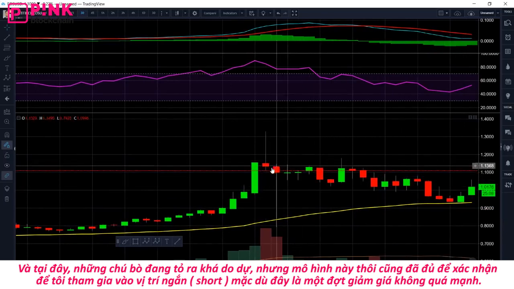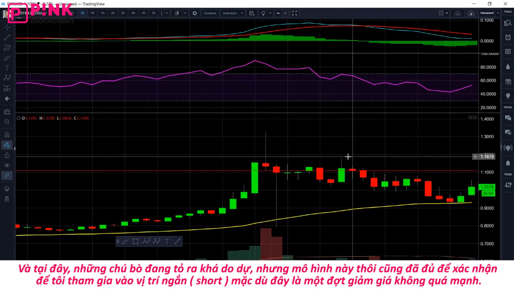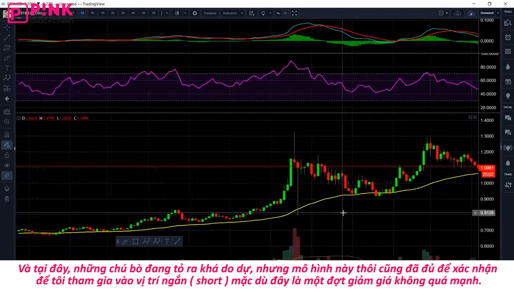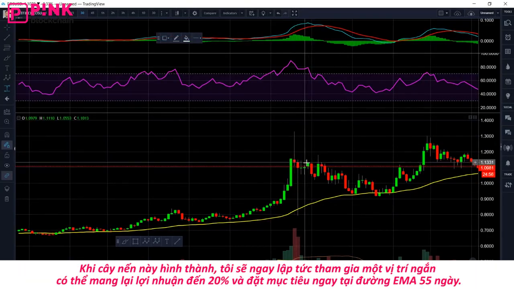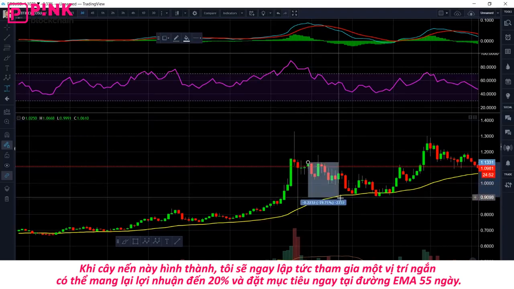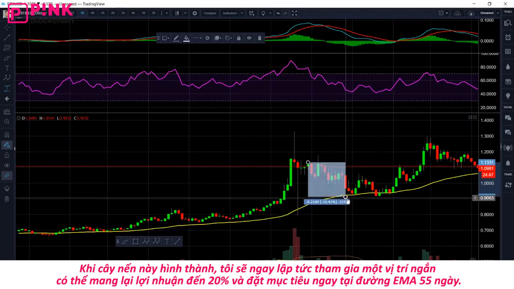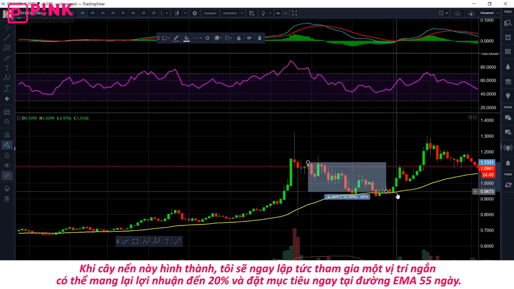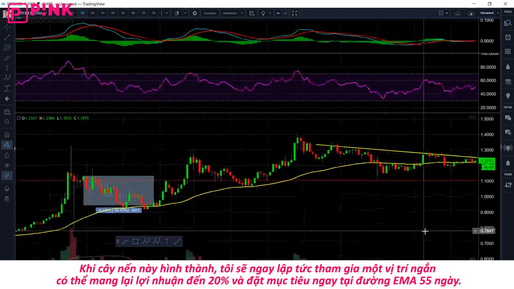There's some indecision, but this candle alone probably would have been enough of a confirmation for me to enter a short position, right? Even though it wasn't a big short position, it's still nevertheless a good price range, I'm guessing. So as soon as this candle formed, no matter what, I would have entered a short position for sure, and I would have gained myself a 20% profit, right? And I would have targeted the 55 EMA. Always target the 55 EMA, okay?